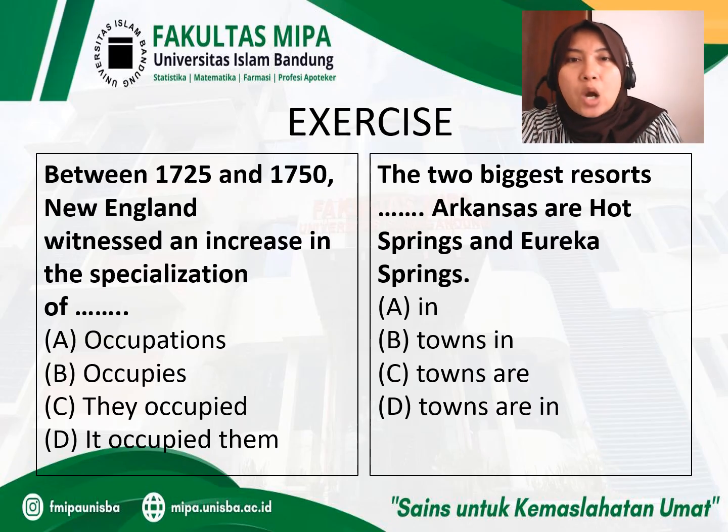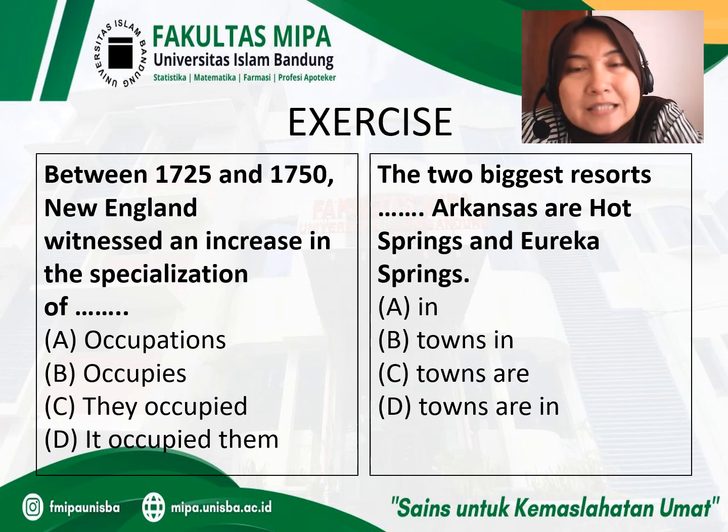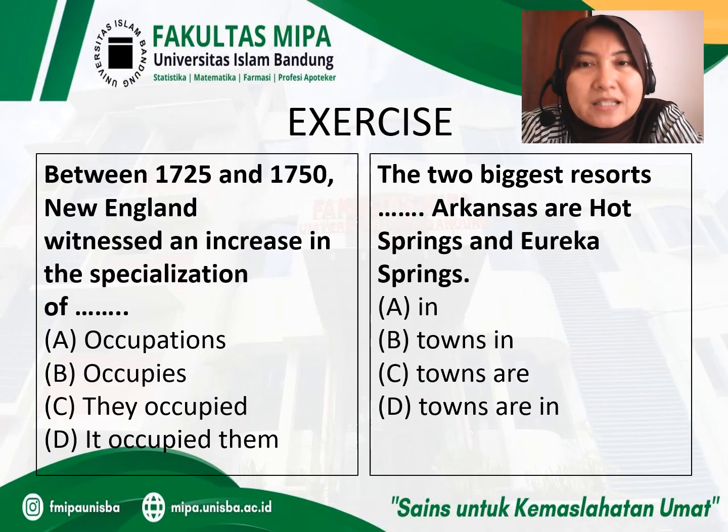So let's see option C. Option C is "towns are," and D is "towns are in." Both create an extra verb and make the sentence ungrammatical. So let's see option B, "towns in."